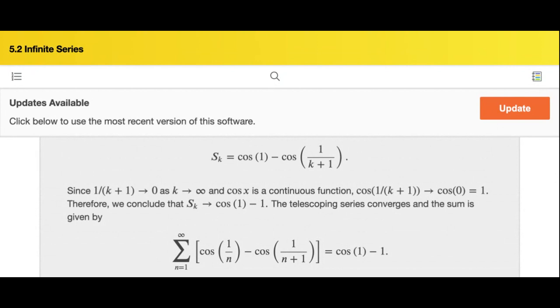How come cosine 1 over n doesn't become 1? Okay, that's two different ideas. Okay, cosine 1 over n. So basically taking the limit. Yes, taking the limit. Maybe I should talk about this. Let's talk about this.